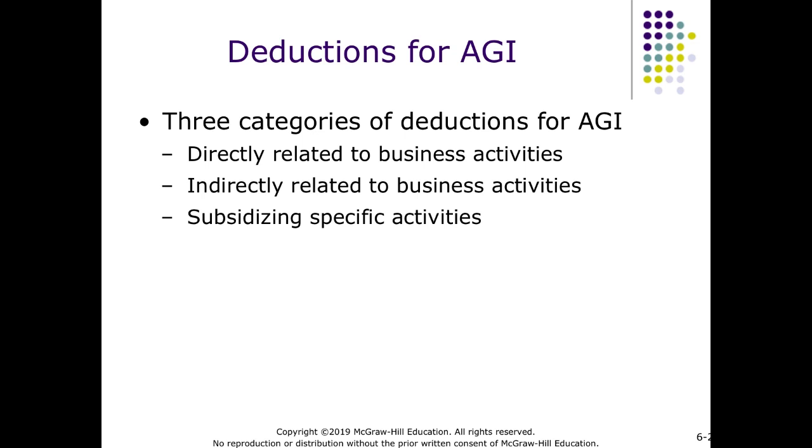So chapter 6 talks about deductions. Chapter 5 was all about income. Chapter 6 is about deductions. And this initial part is going to be all about deductions that are for AGI. Remember when we looked at how we come up to taxable income?